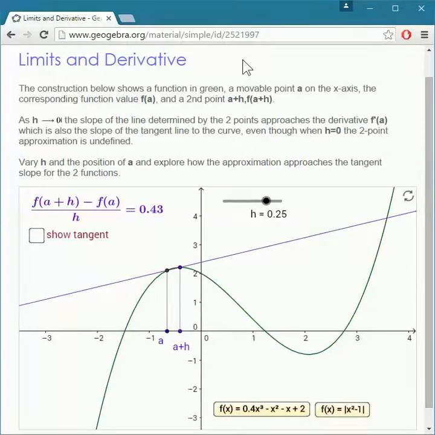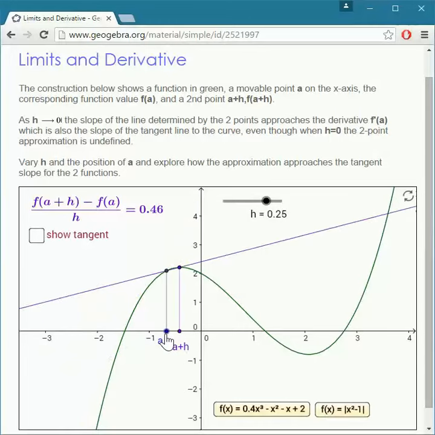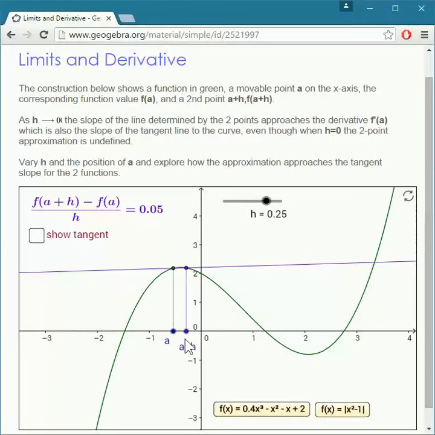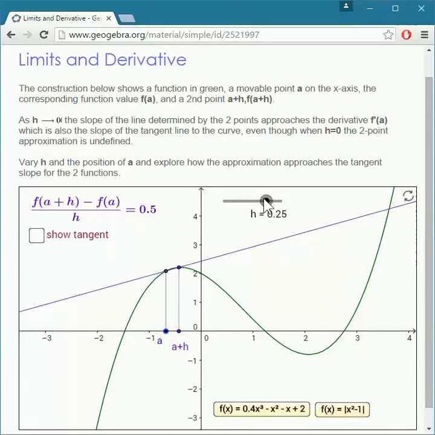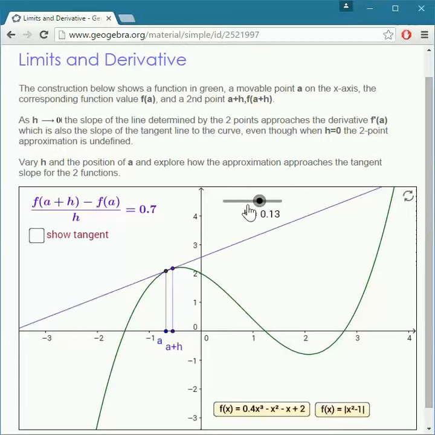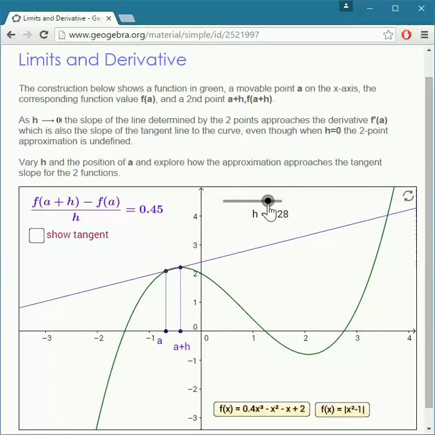This construction provides an illustration, a graphic illustration, of the concepts of limits and the derivative or slope of a function at a point. It shows a function in green with a movable point A along the x-axis, and a second point on the function a distance h away from A, where of course h can be changed by moving the slider here.